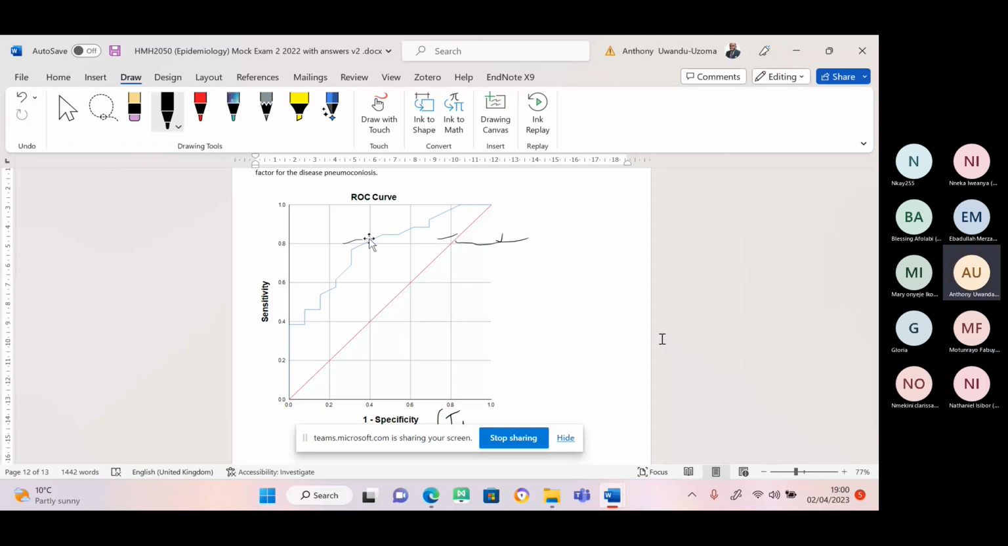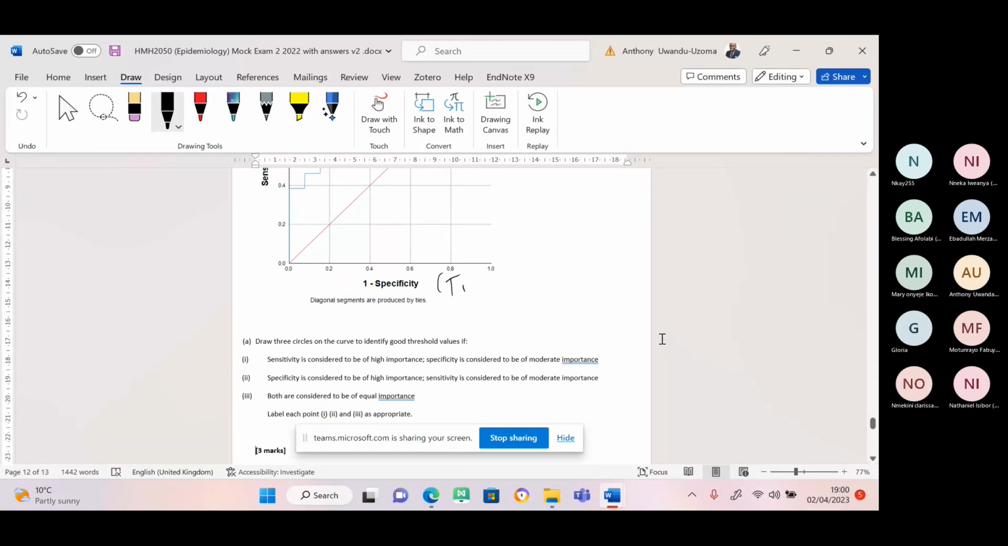All right. So what is the value of your sensitivity at that point? My sensitivity at that point would be about 0.8 something. Okay. Then your specificity is what? Specificity at that point would be 0.6, that's 60%. Correct. All right. So let's go to the next question.